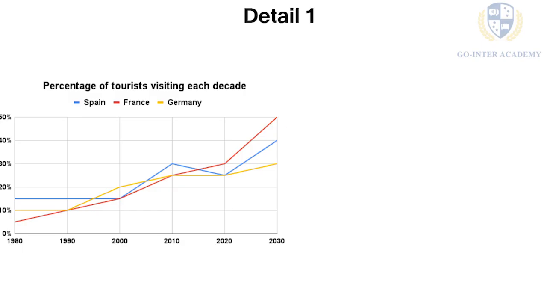Now that the overview paragraph is done, we're going to go to the detail paragraphs, starting with the first one. In the first detail paragraph, we're going to focus on the actual data from 1980 to 2020. We want to describe how each country performed during this time. And this is what we're going to write.